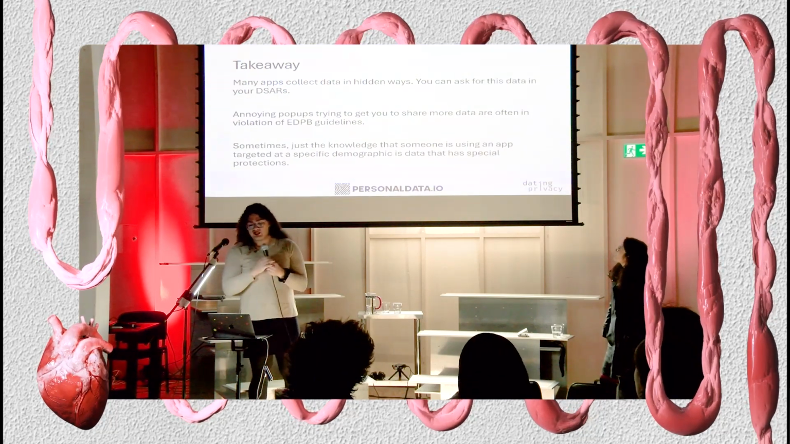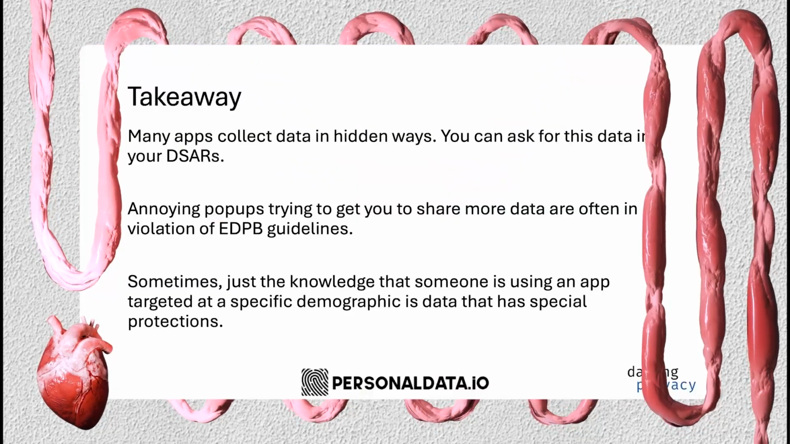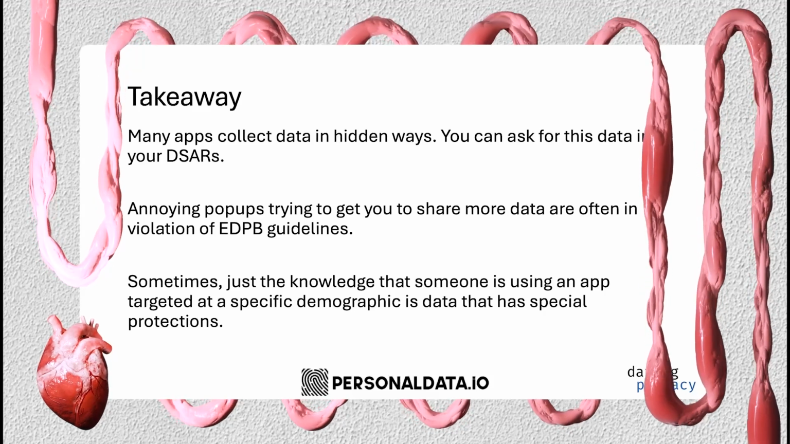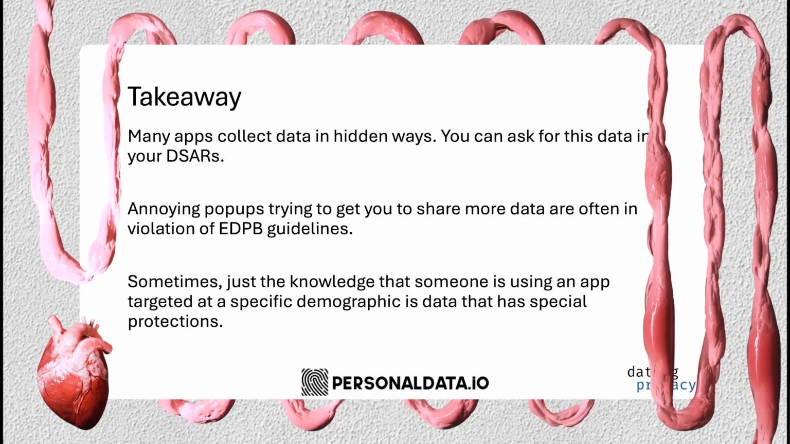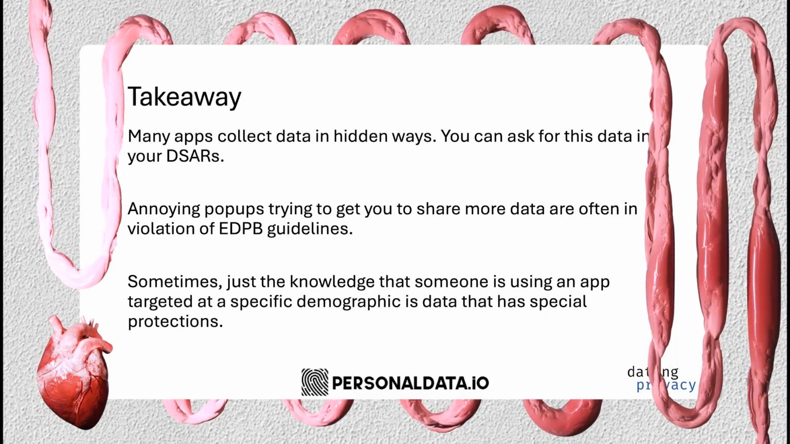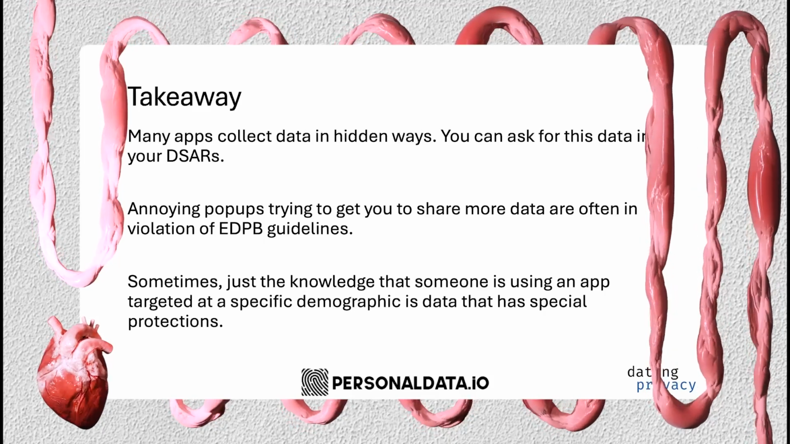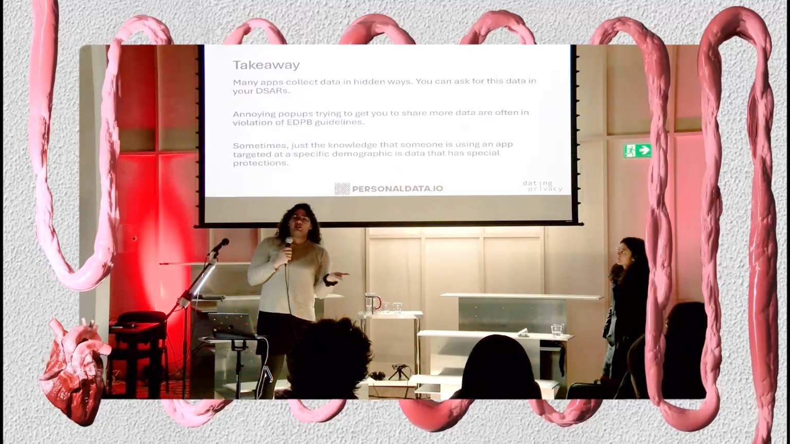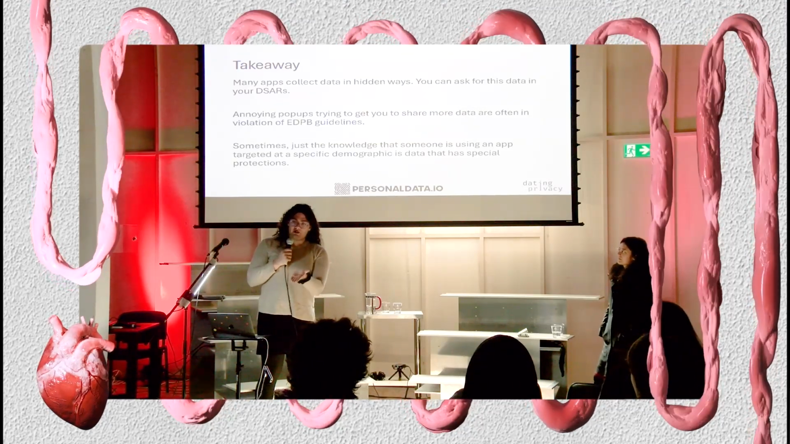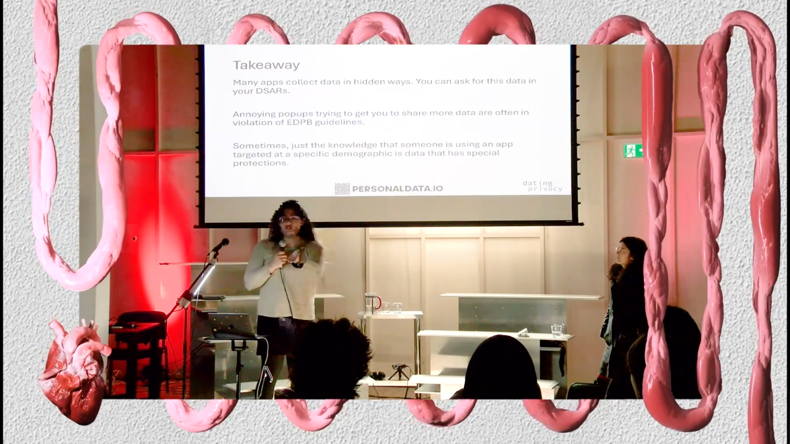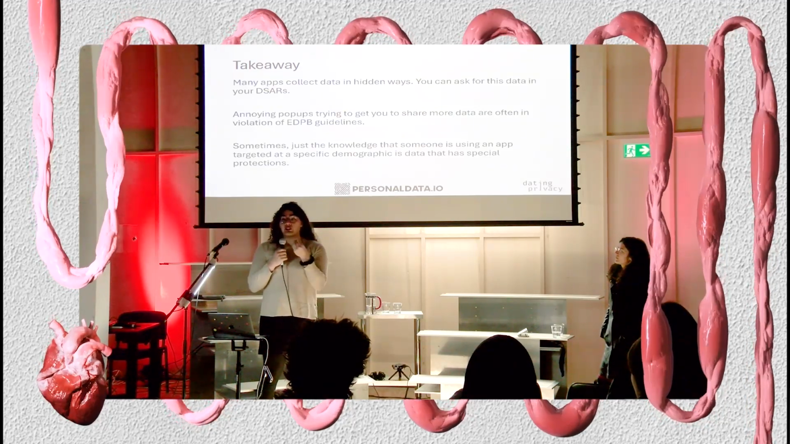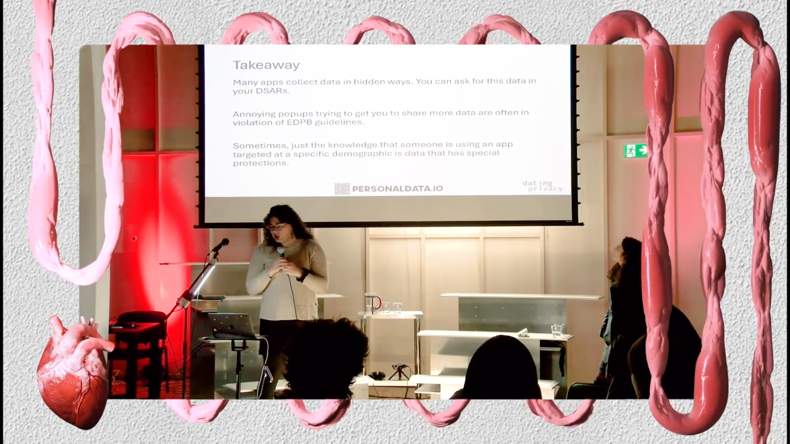So the takeaways of this is that many apps collect data in ways that are not obvious to you, but you can ask for this data when you make data subject access requests. So when you get this data back from Her that you requested earlier today, you can follow up with an email saying, excuse me, none of my advertising data was in here. I would like a copy of every piece of data that you sent to advertisers associated with me. And legally they have to give that to you.